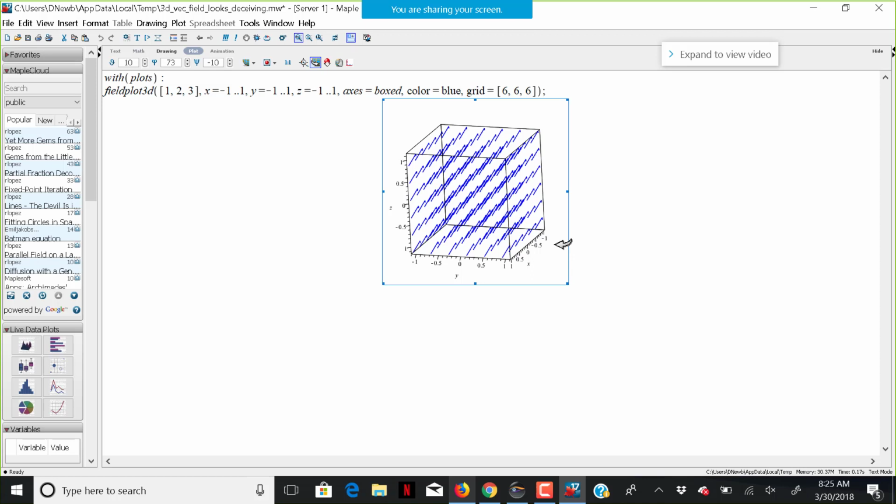What can you tell me about every single vector in that graph? They're all pointing the same way. They're all parallel to one another, right? Nothing ever changes. So that should make it easy to figure out which one it is.